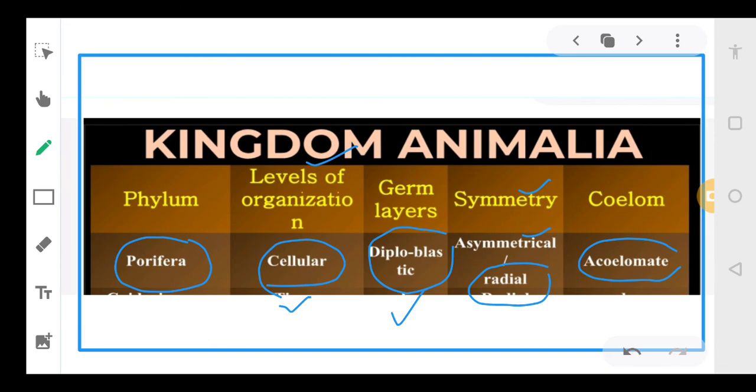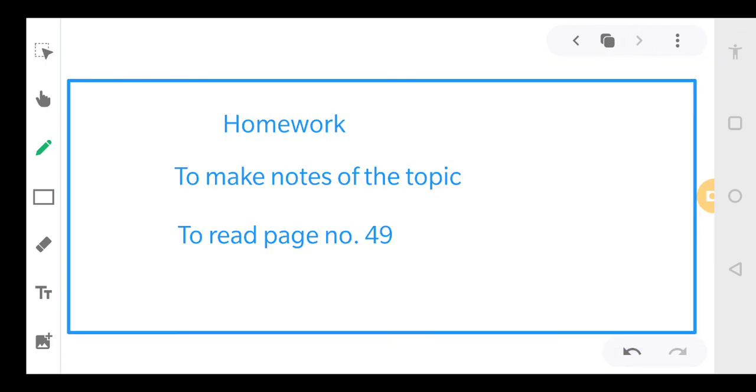Okay. So regarding Porifera, we have discussed all the basic concepts, right? For today, your homework will be to make notes of this topic and read page number 49. So read this page, and if there is any query or any doubt you feel, you can discuss it with me. Okay, everyone?